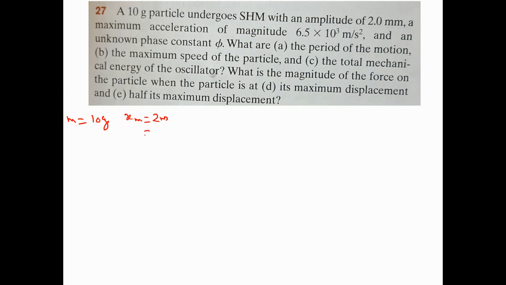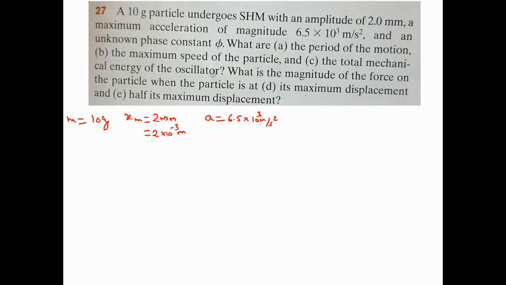If you convert this 2 millimeter into meter, you will get 2 multiplied by 10 to the power of minus 3 meter. It has a maximum acceleration, and its value is given. What is the value of acceleration? 6.5 multiplied by 10 to the power of 3 meter per second square, and an unknown phase constant. But don't worry about that, because they didn't give this value, so don't worry about the angle phi. They just mentioned there is some unknown angle phi.